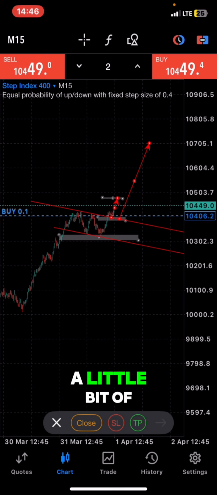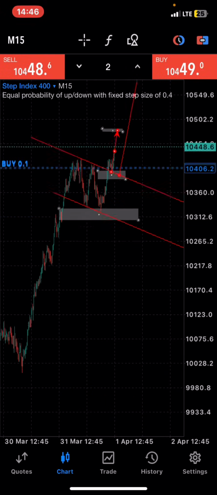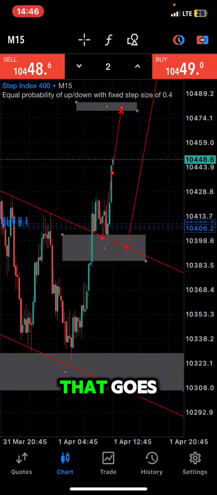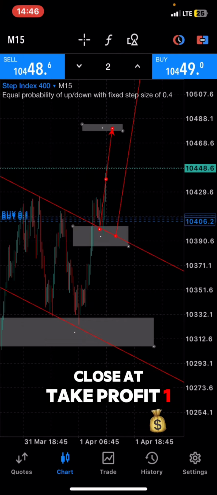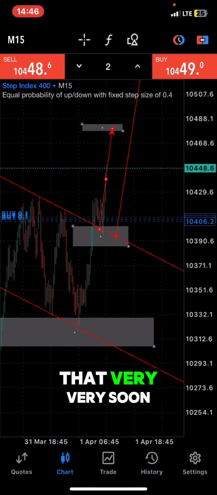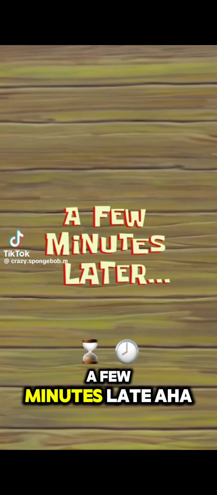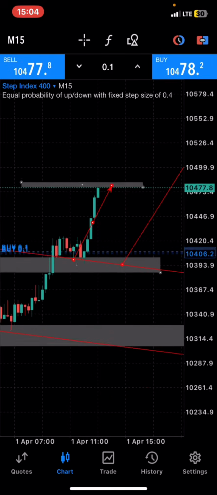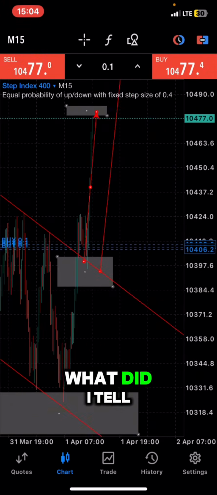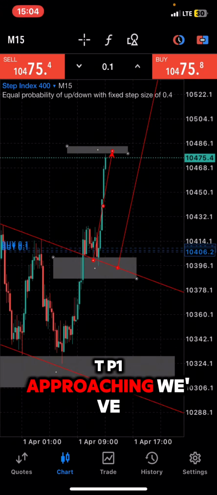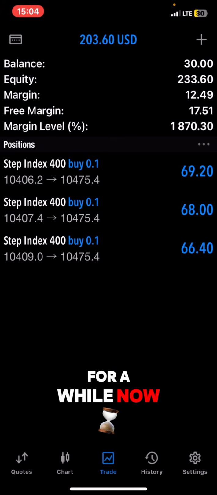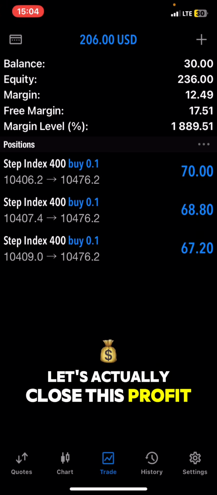And I'm going to take a little bit of a risk over here, and I'm going to hold just a little bit longer. So I'll give you guys the update on how that goes, but I'm most likely going to close at take profit 1. So I'll give you guys the update on that very soon. A few minutes later. What did I tell you guys? TP1 approaching. We've been holding this trade for a while now. Let's actually close this profit. Another day, another dollar.